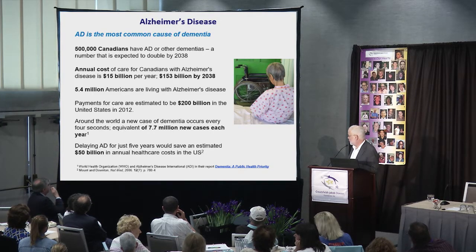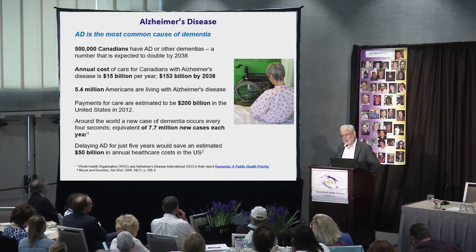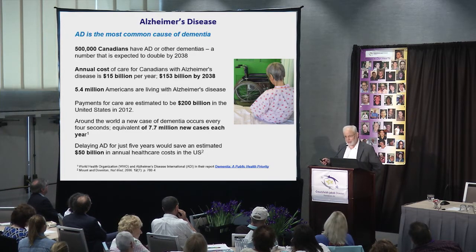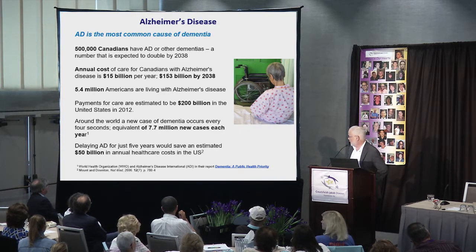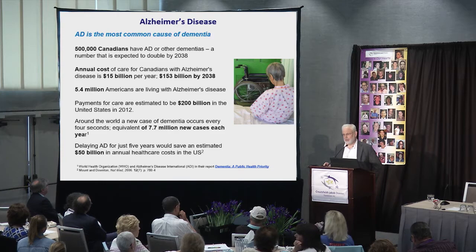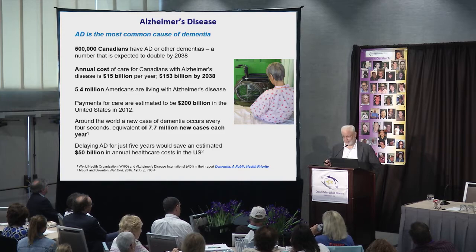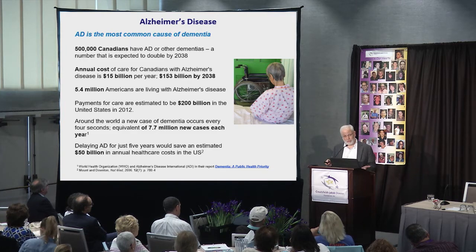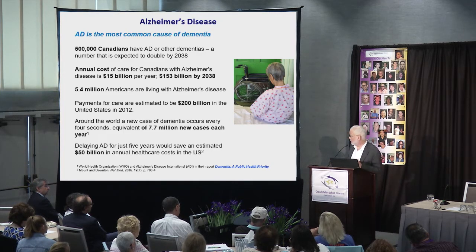Another statistic which is just kind of arresting is that if we were able to delay the onset of Alzheimer's, just delay it, not stop it in its tracks, by 5 years, that would save $50 billion in the United States. So this is a very important thing to go after, not only because of the suffering of individuals and families, but because we're going to be bankrupt as we get older and the disease becomes more common.